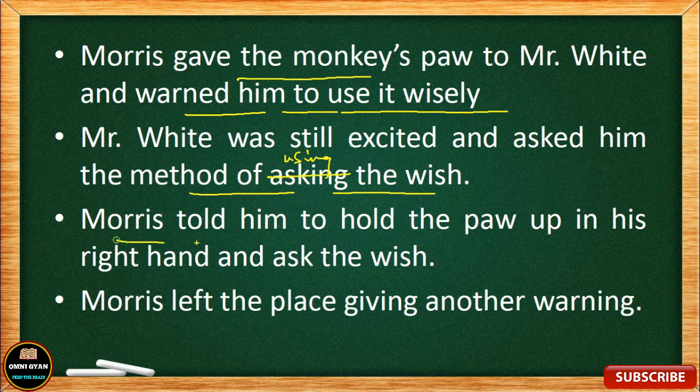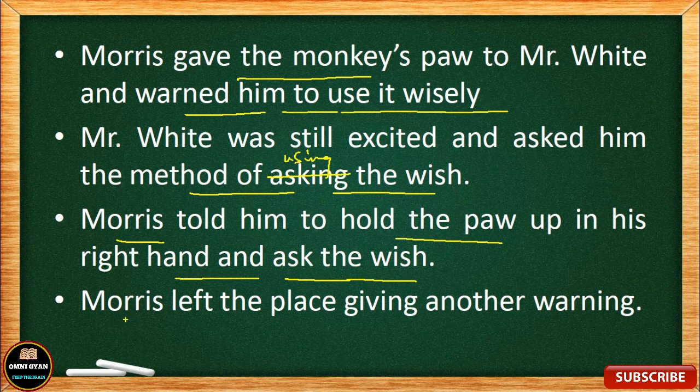So Morris told him that it's very simple. Just hold the paw up in your right hand and ask for the wish. तो अपना हाथ अपने right hand में ये monkey's paw को पकड़ो, अपने हाथ को ऊपर उठाओ, lift up your right hand, hold the monkey's paw and ask the wish whatever you want.